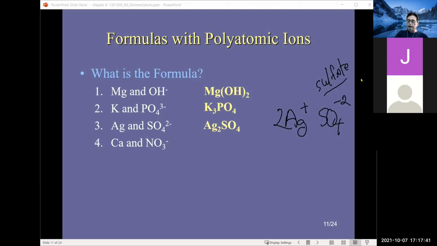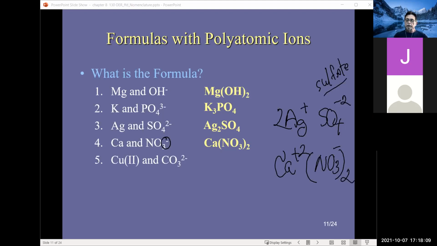Calcium nitrate, calcium, we know is a +2 ion. The nitrates are a -1. It's given to you right there. Okay, that means I need 2 of them. So I go ahead and put my parentheses there to show me that that's how many I need. And then I put them together without the charges, and I have calcium nitrate.